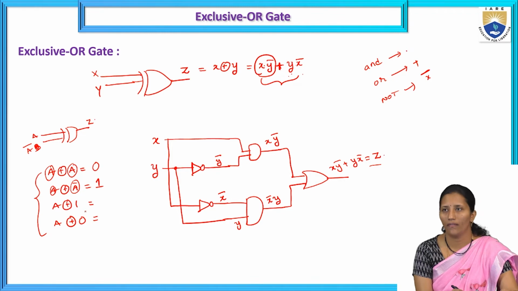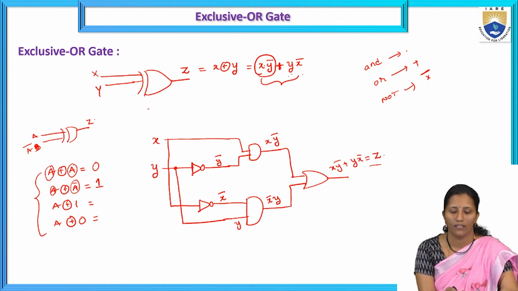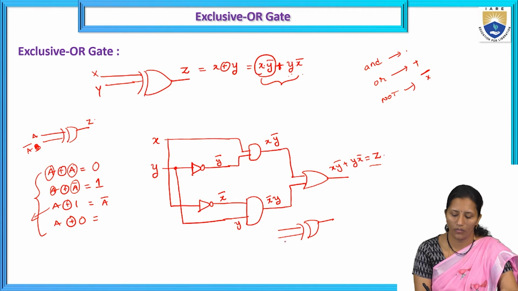And A XOR 1. So in A XOR 1, to convert the XOR gate into a NOT gate, we will use this function. Here A XOR 1 will become A bar. So to convert the XOR gate into a NOT gate function, we should give one input as 1, the other as A, and we will get A bar.